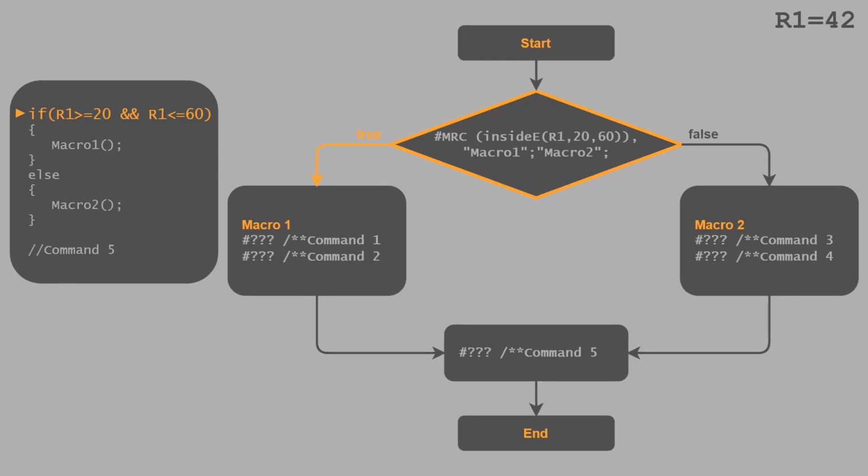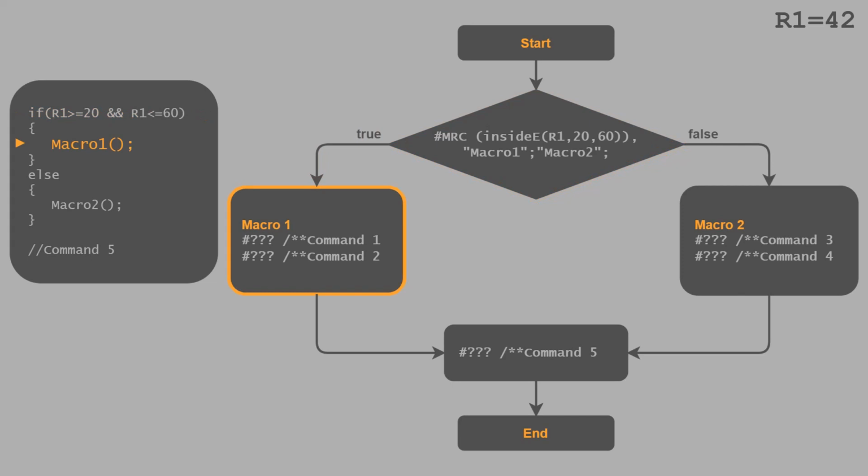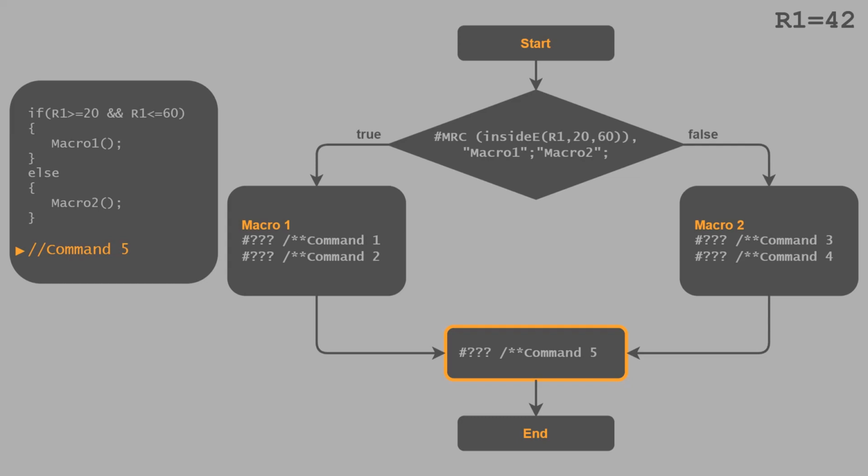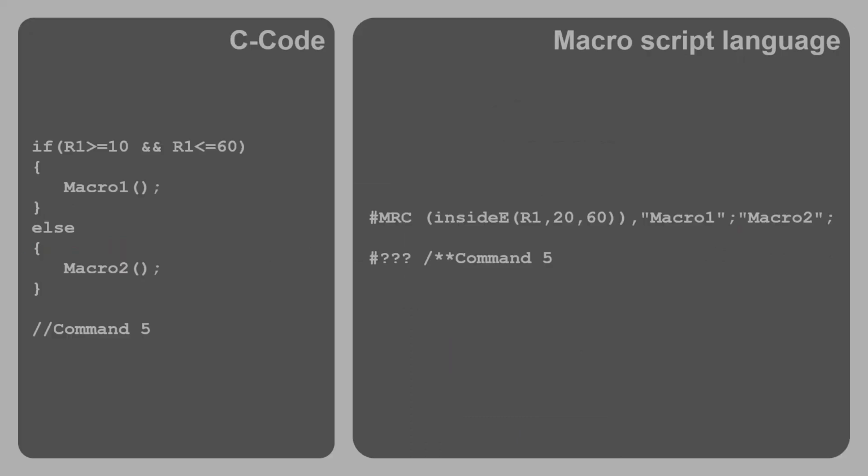The register value is greater than 20, as well as less than 60. The condition is fulfilled. Therefore, macro1 is executed. After running macro1, the command 5 is executed. This happens regardless whether the condition was fulfilled or not. Similar to the ifte calculation, the inside function can also serve as a simplification. It can be easily used in any of the presented if statements. A combination with ifte is also possible.